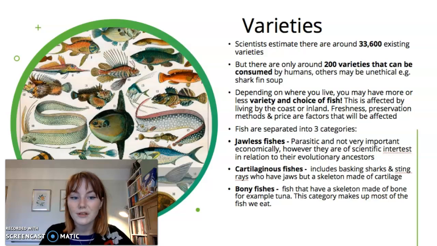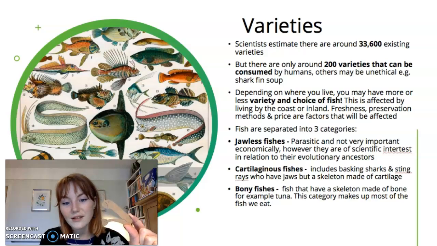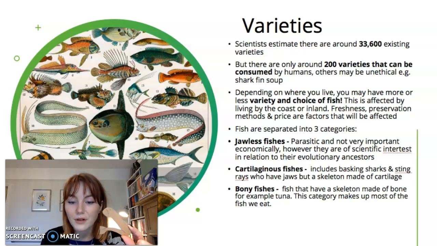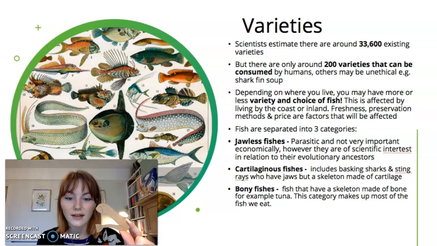So fish are separated into three different categories. First off, we have jawless fishes. These are parasitic. They're not very important economically, which means that we do not farm them for food, but they are of interest scientifically because of their evolutionary ancestors and their link to prehistoric fish.